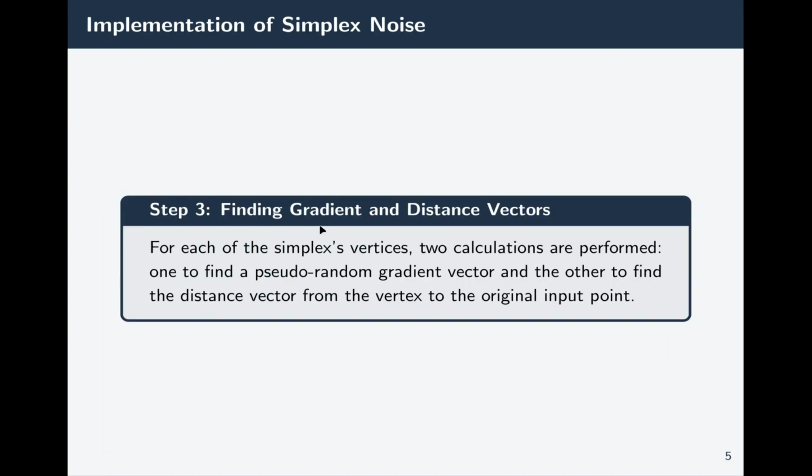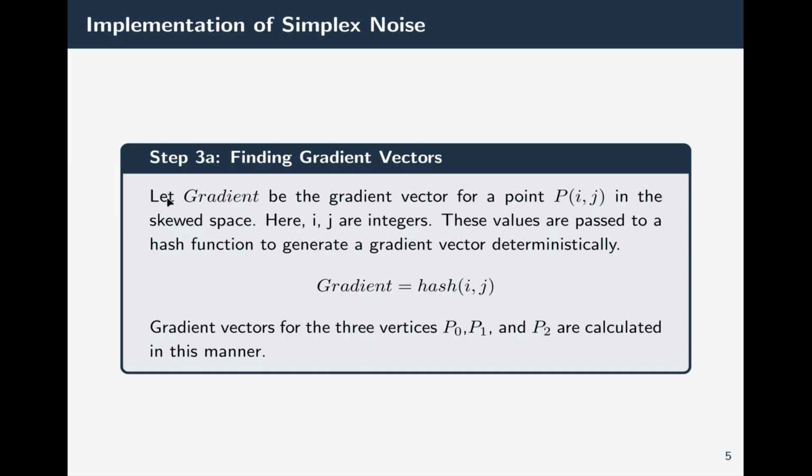In this step, we find the gradient and distance vectors. To find the gradient vectors for each vertex, we simply pass the coordinates of the vertex into a hash function. So the gradients here can be generated deterministically. This is why the gradients are called pseudo-random here.